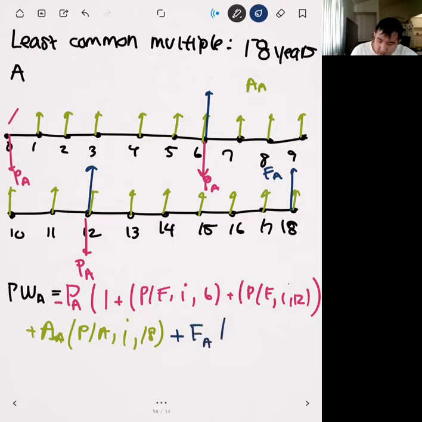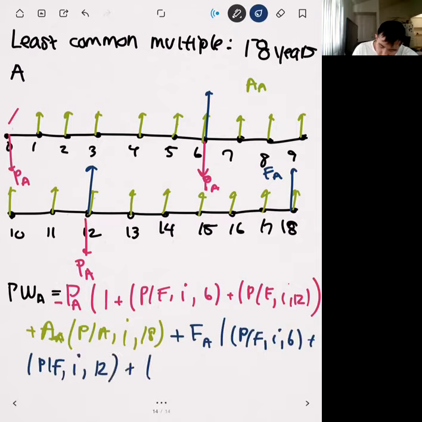And again, this occurs at 3 different locations. So that's going to be P over F, I, first one's at year 6, plus P over F, I, year 12, plus P over F, I, and year 18. And then all you have to do is just plug in values from the tables or from the problem, and then you'll be able to compute this present worth.